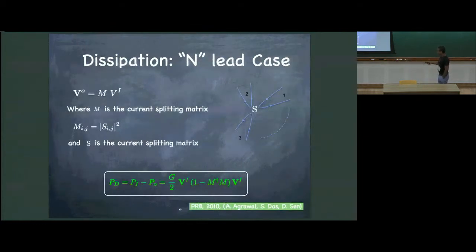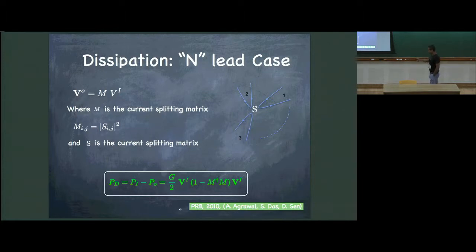So you can essentially define this object here, where you can convert the voltage. This is a matrix M which connects the outgoing voltages to the incoming voltages. Essentially, you can think of it as some sort of a current splitting matrix, which tells you how the incoming current splits into the outgoing current. And if you know that matrix, you can write the power dissipation, the 4-terminal power dissipation, as G over 2 V input vector times identity minus M dagger M times V input.